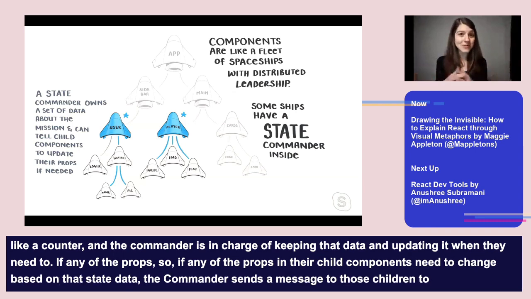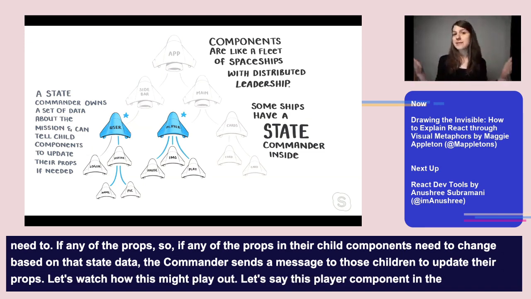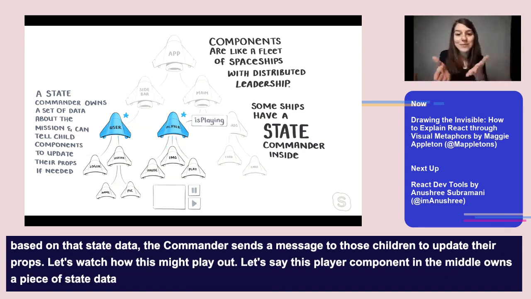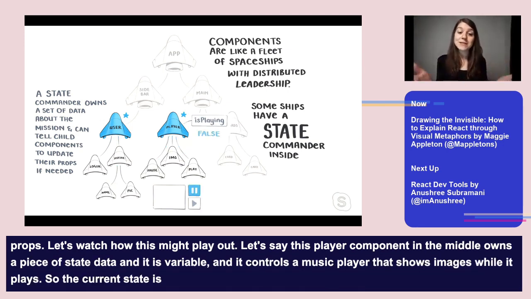So let's watch how this might play out in action. Let's say this player component in the middle owns a piece of state data, and it's a variable called isPlaying. And it controls a little music player that shows images while it plays space tunes. So the current state is equal to false, and the play button is pause. Oh, and the pause button is highlighted.